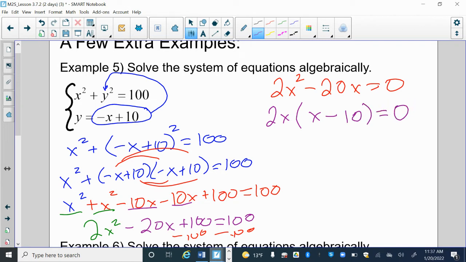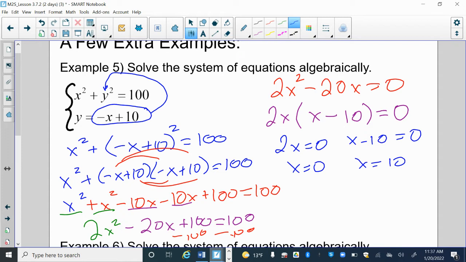And now we can set equal to 0 each of these parts. We'd say 2x equals 0, x minus 10 equals 0. So divide by 2, x equals 0. Add over the 10, x equals 10. Remember, this isn't it, right? Like yesterday, all our answers should be ordered pairs.